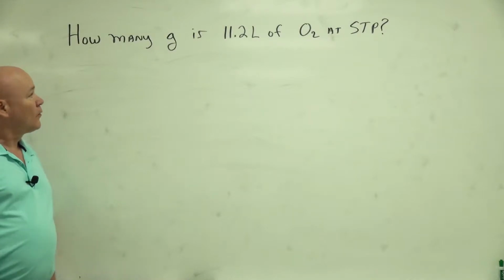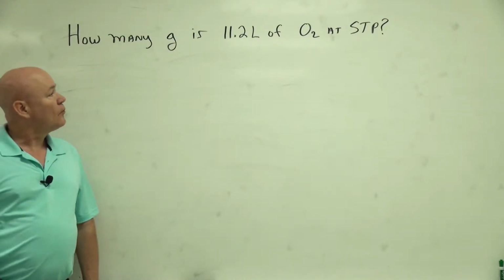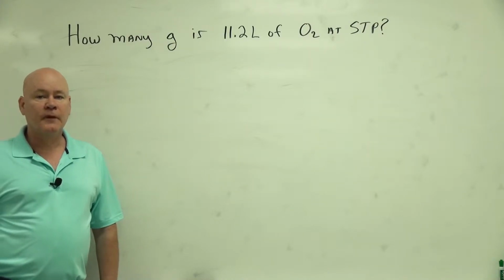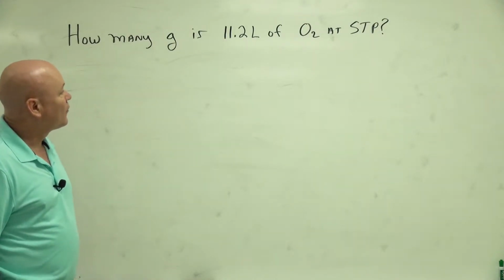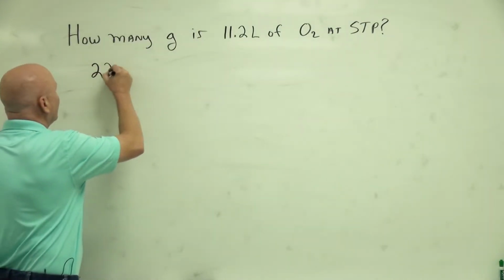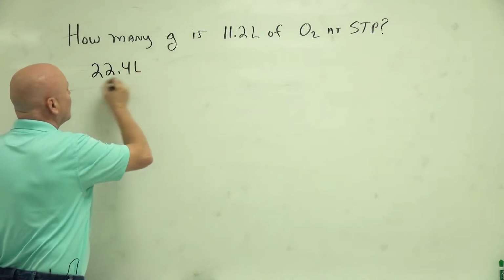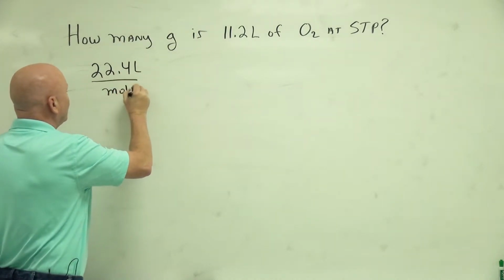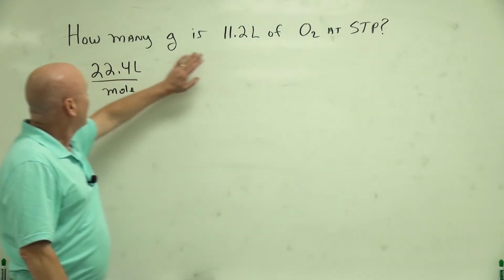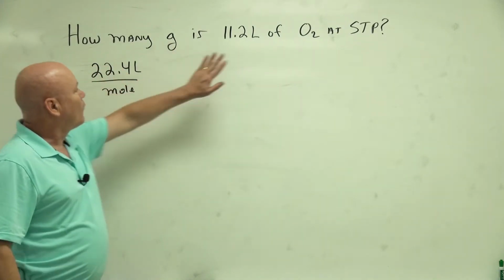How many grams is 11.2 liters of oxygen gas at STP? Now the first thing I notice is that it's an STP problem, or standard temperature and pressure, so I know I'm going to need 22.4 liters per mole. Now there's another problem up here, and that is that we want the grams of O2.